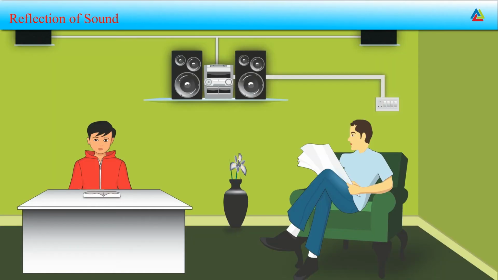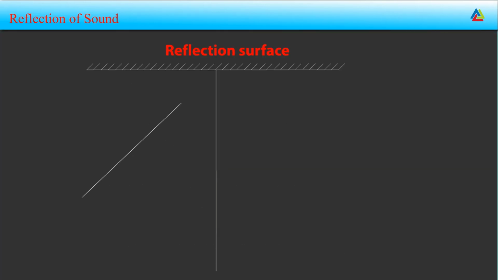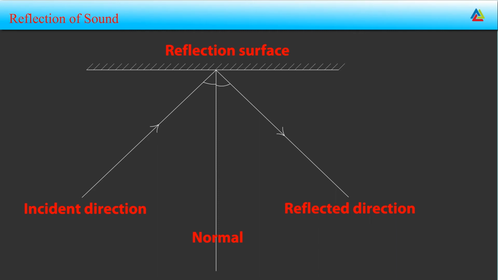Does sound also show the property of reflection, same as light? Yes, it does. The directions in which sound is incident and is reflected make equal angles with the normal to the reflecting surface at the point of incidence, and the three are in the same plane.